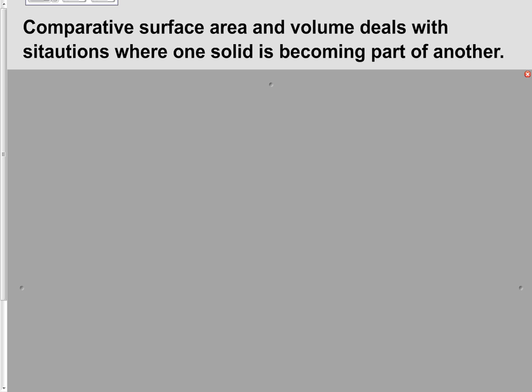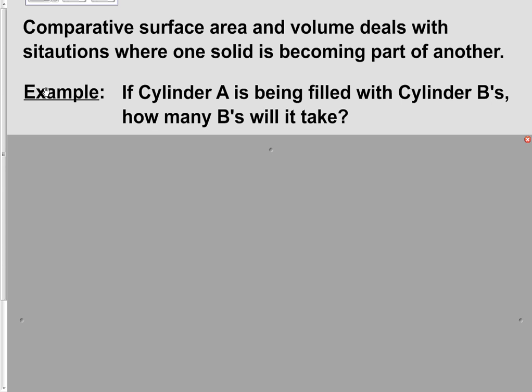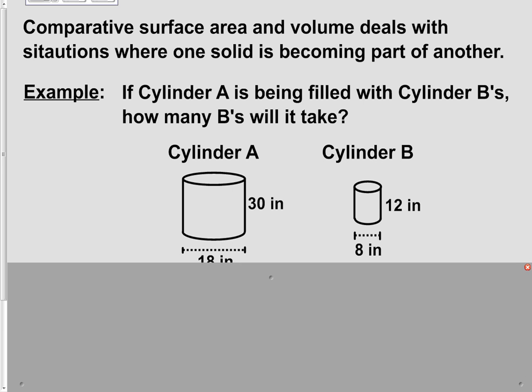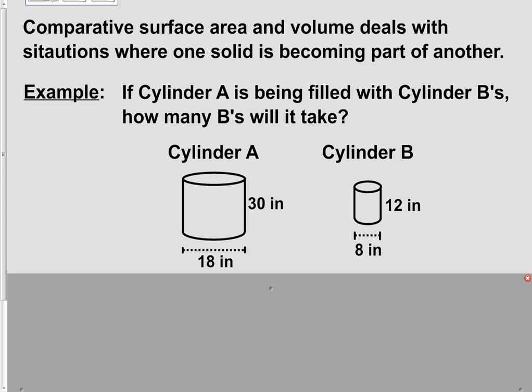So let's take a look at a couple of examples together, and then I'll leave one example for you to try at the end. Okay, the first one we're going to look at is this. If cylinder A is being filled with cylinder B, then how many cylinder B's will it take? So let me give you the diagram to go along with it so it'll make a little sense. If cylinder A is being filled with cylinder B's, how many cylinder B's will it take? And basically, how many cylinder B's will it take to fill up cylinder A?